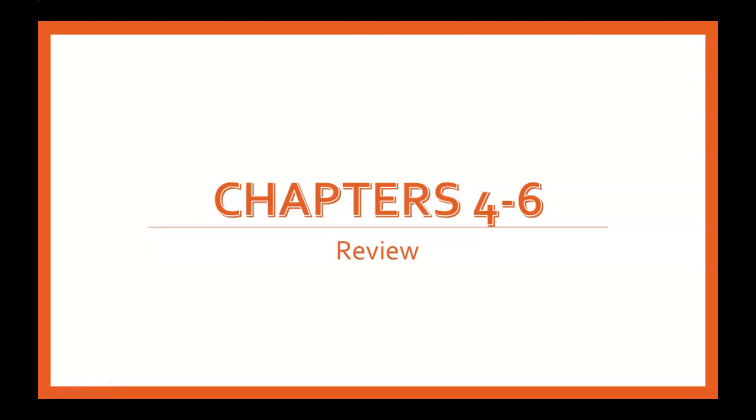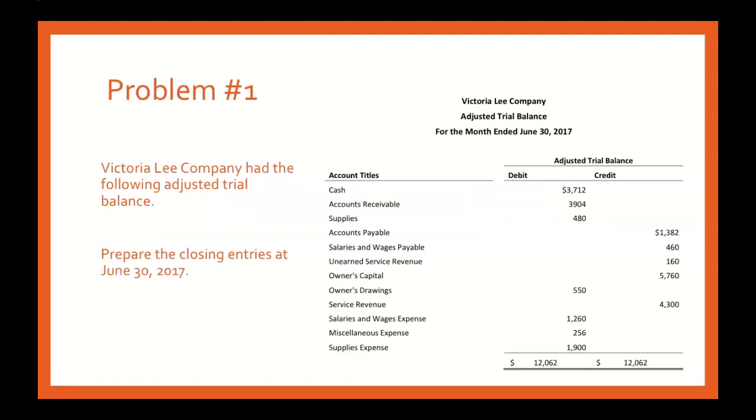So let's review chapters 4 through 6. So, starting off with chapter 4. What chapter 4 is all about is closing entries. So at the end of the accounting cycle, you have to close your books.